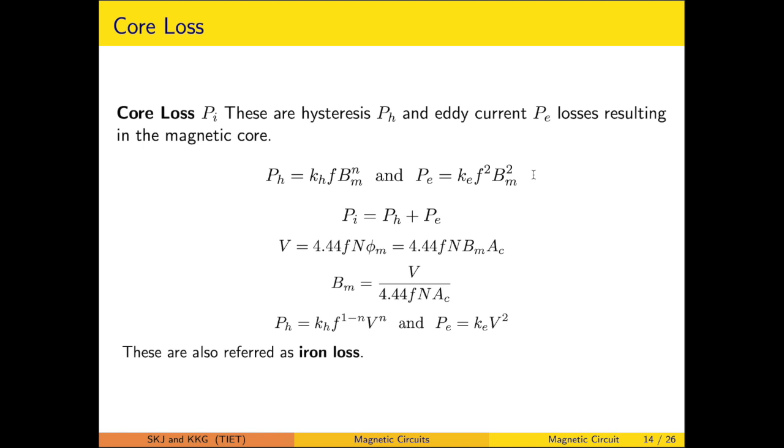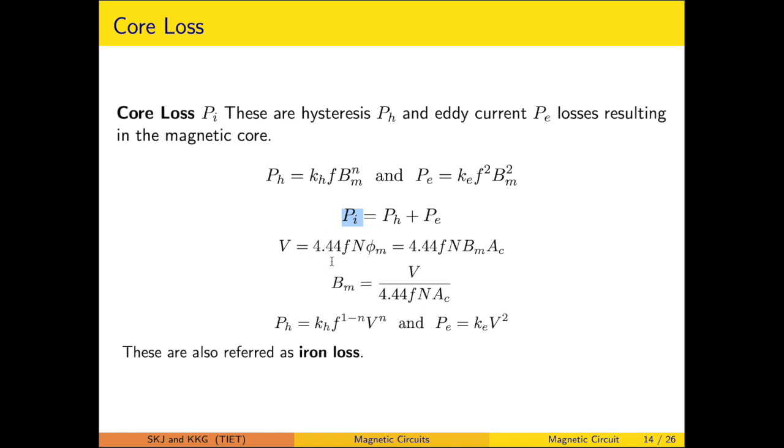Likewise, the eddy currents are now confined to a smaller area. Because of that, the resistance offered to the eddy current increases, which results in a reduction in the eddy current losses. This is the mathematical expression for the hysteresis loss. This is the expression for the eddy current loss. Likewise, the total loss is given as the core loss, which is sometimes also regarded as the iron loss.